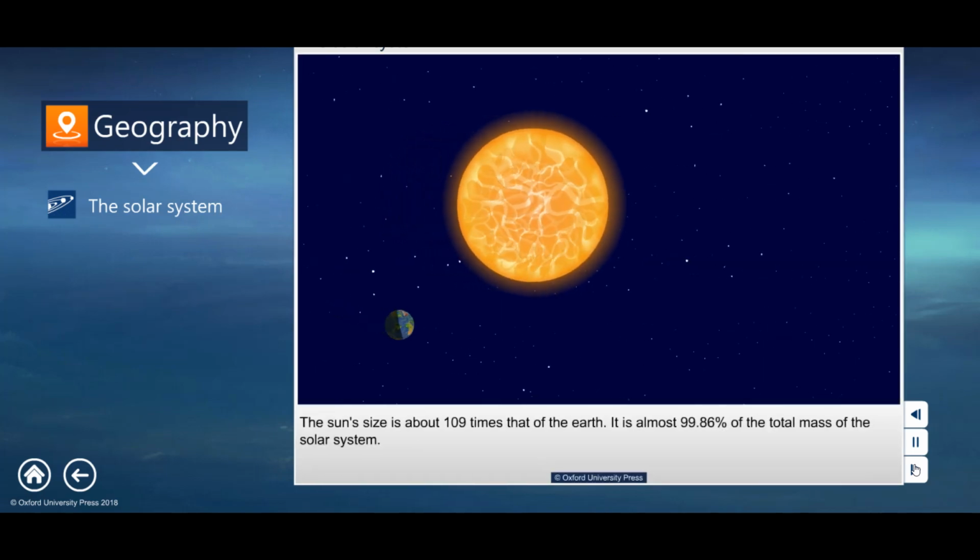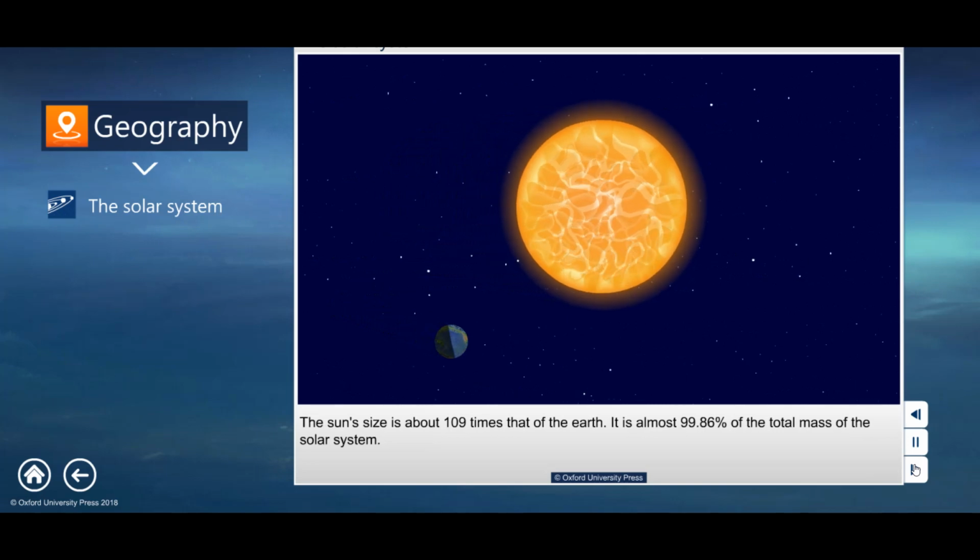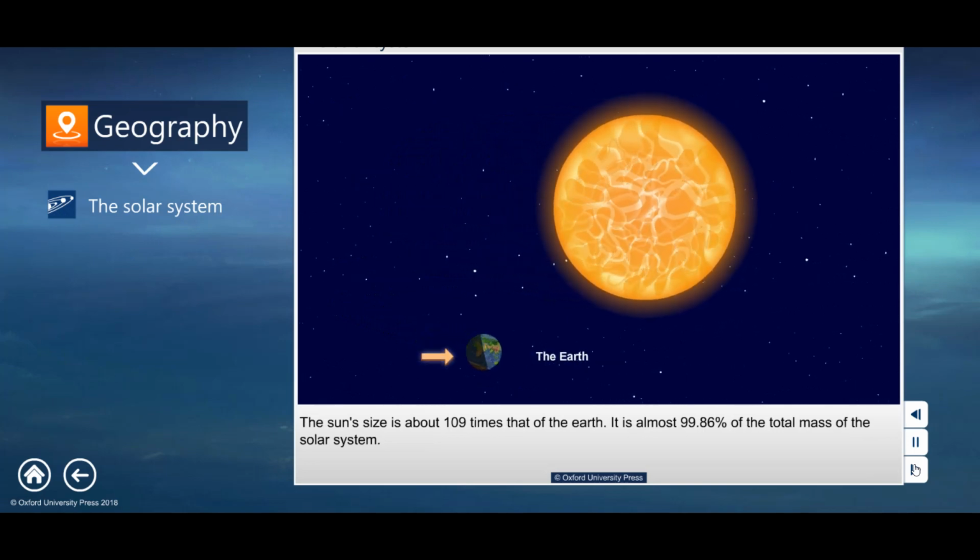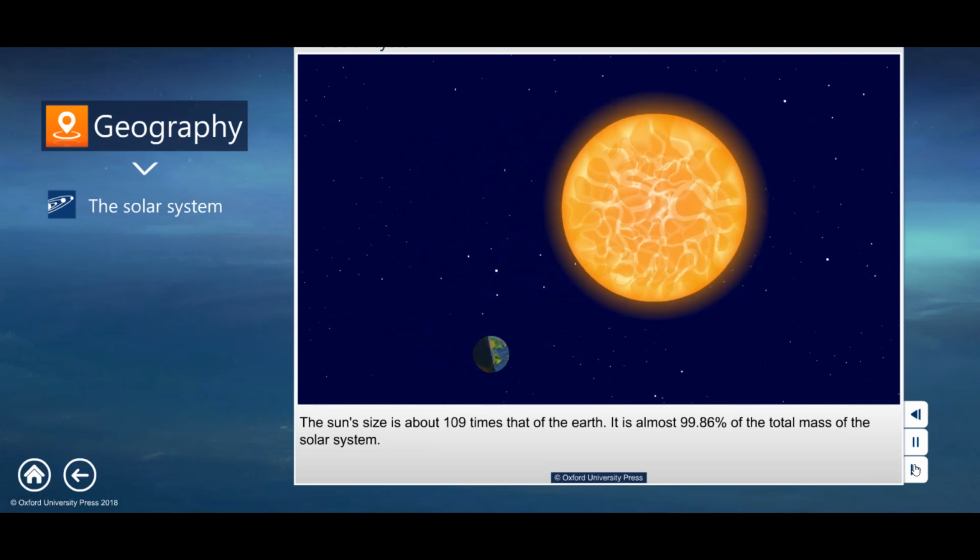The Sun's size is about 109 times that of the Earth. It is almost 99.86% of the total mass of the solar system.